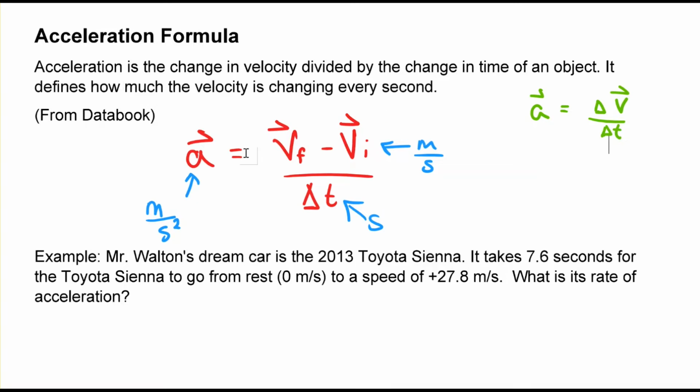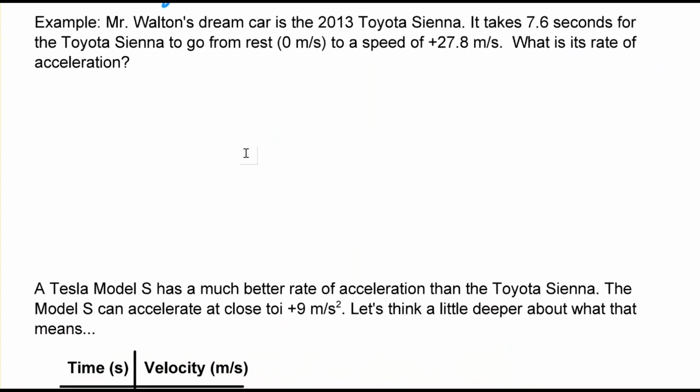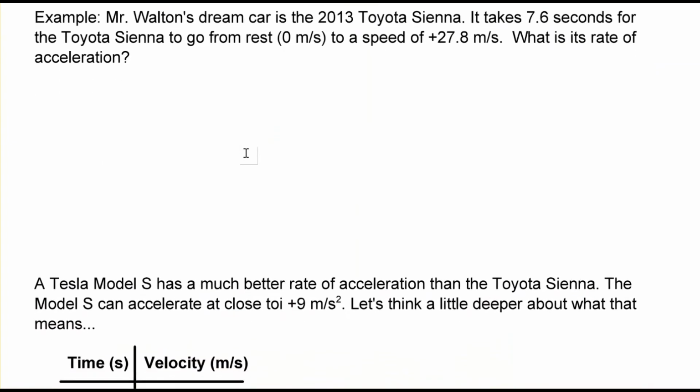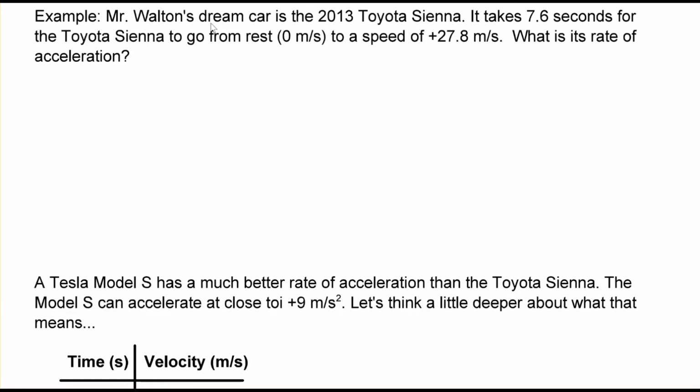We're just gonna take a look at an example here, and then we're gonna go through some reasons of what's going on here. Mr. Walton's dream car is the 2013 Toyota Sienna. Oh, a beautiful vehicle. It takes 7.6 seconds for the Toyota Sienna to go from rest, or 0 meters per second, to a speed of 27.8 meters per second. That's basically 100 kilometers an hour. Or loosely speaking, that's 60 miles an hour.